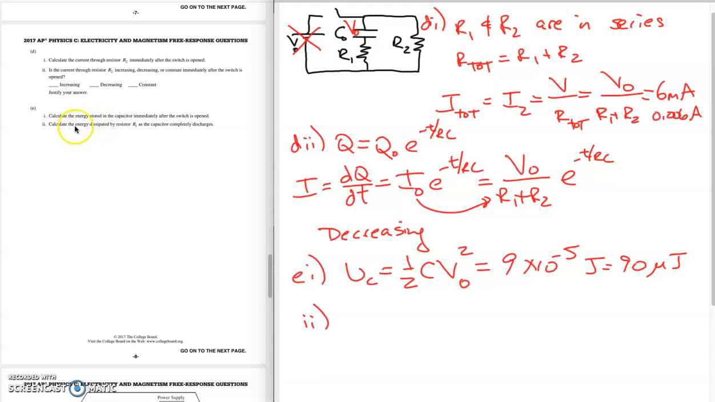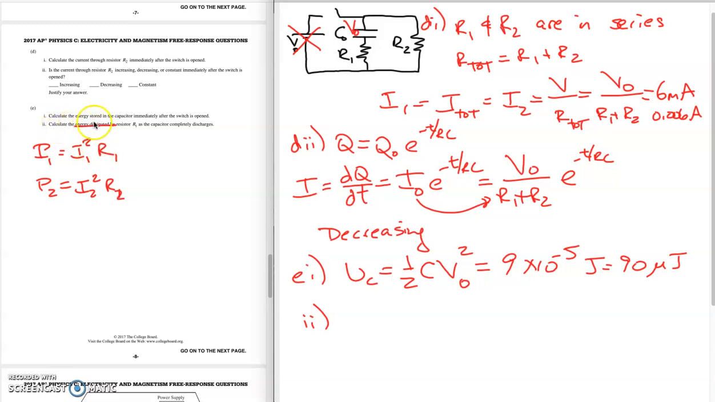All right, energy dissipation is related to power dissipation. So power is going to be I squared R, and power 2 is going to be I2 squared R2. But remember, way back up here in part D part 1, the I total is going to be the same as I2, which is also going to be the same as I1. So these two currents are the same, and these two resistances, that's where the difference comes in.